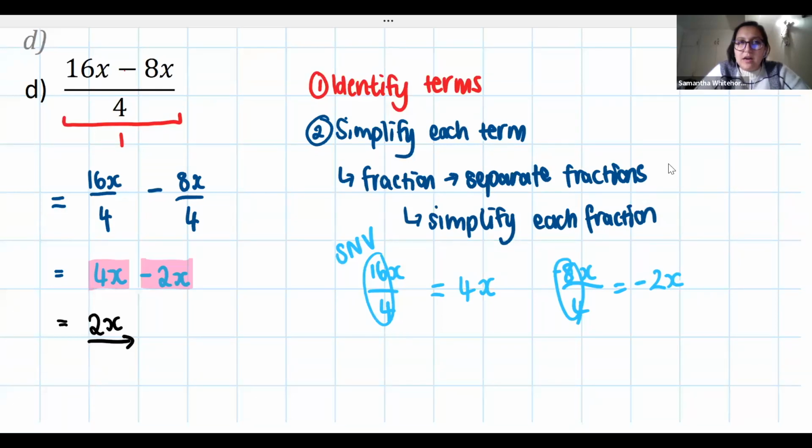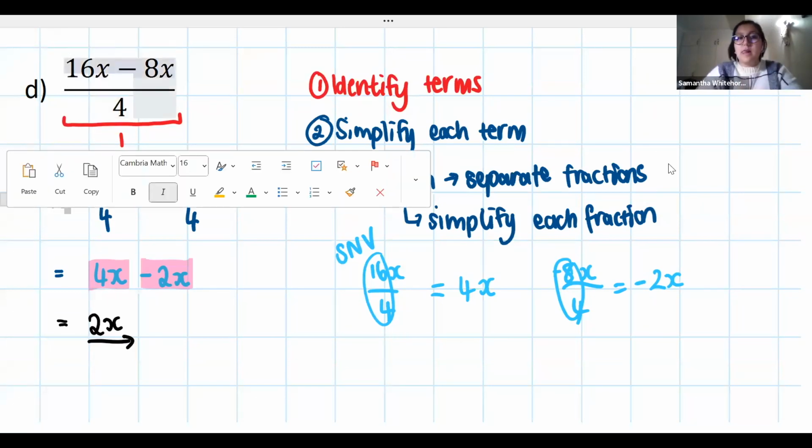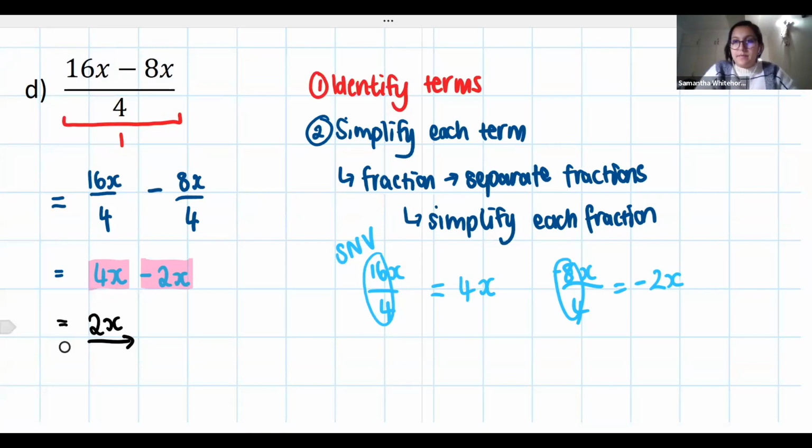Oh, yeah, I think so, ma'am. Okay, so basically what we're splitting are the terms in the numerator. So we're splitting the 16x and the minus 8x. They have to keep the x's because that x is part of the term. Oh, okay, ma'am. Now I understand. Thank you. Okay, good.